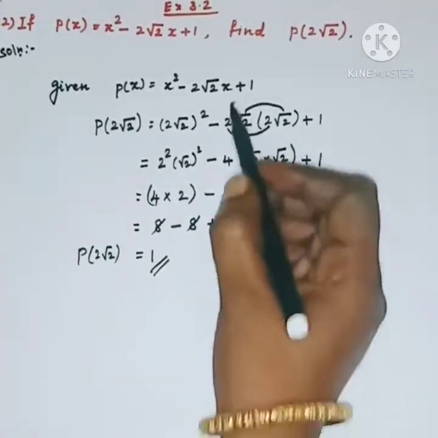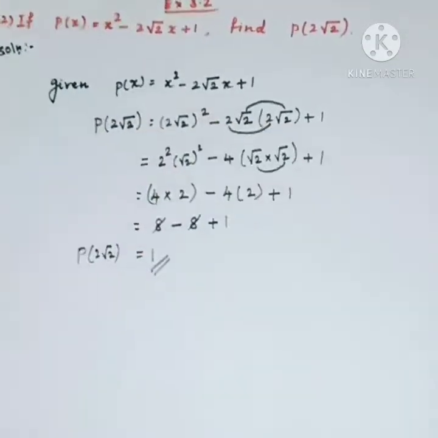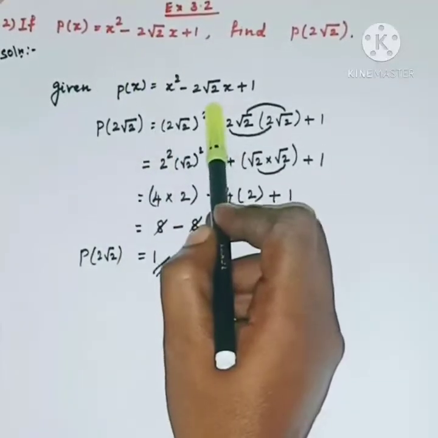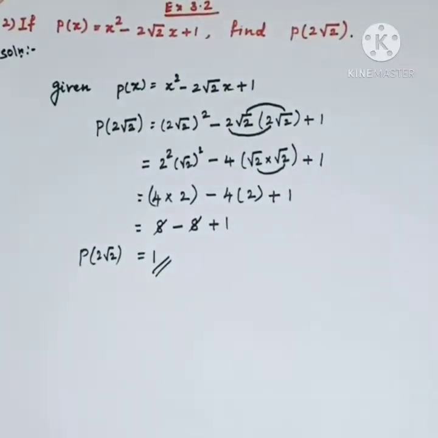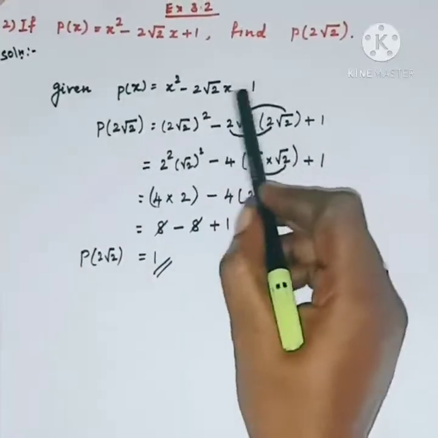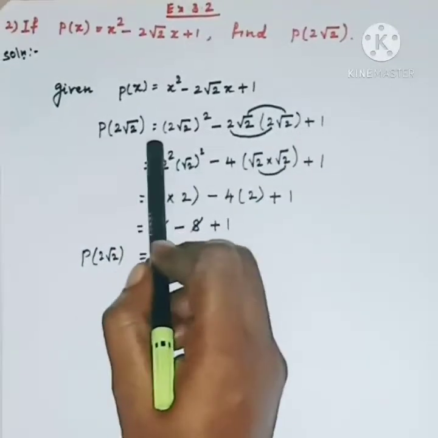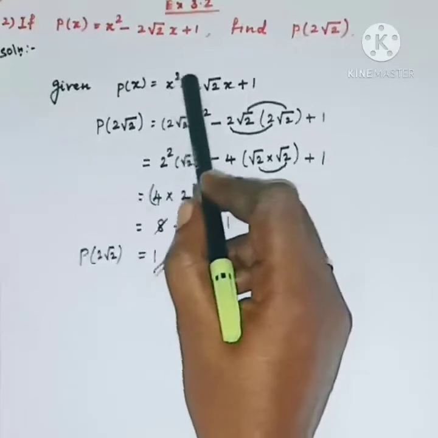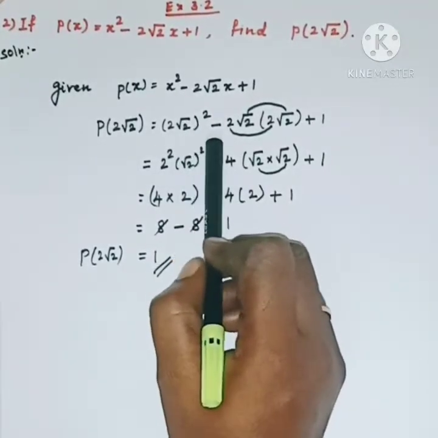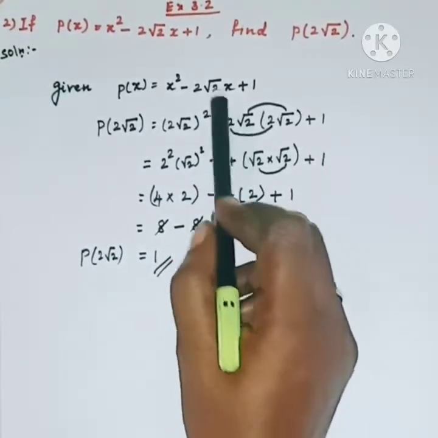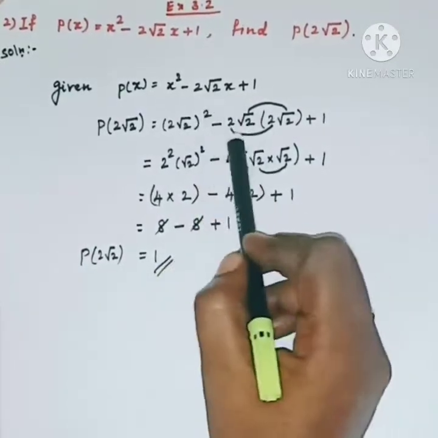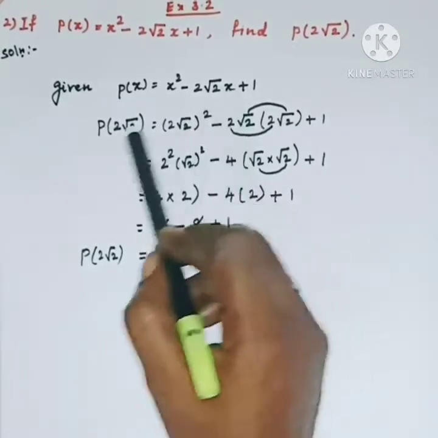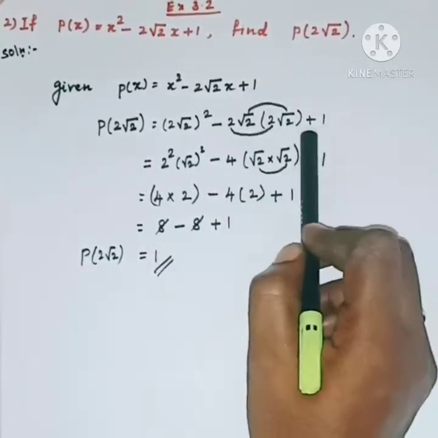I repeat once again. The polynomial given in the sum is p of x equals x square minus 2 root 2 x plus 1. Now we have to find p of 2 root 2. So in the place of x, we substitute 2 root 2. So x square becomes 2 root 2 the whole square minus 2 root 2. Already we have 2 root 2 here, so write the 2 root 2 as it is. And then in the place of x, we substitute 2 root 2, plus 1.